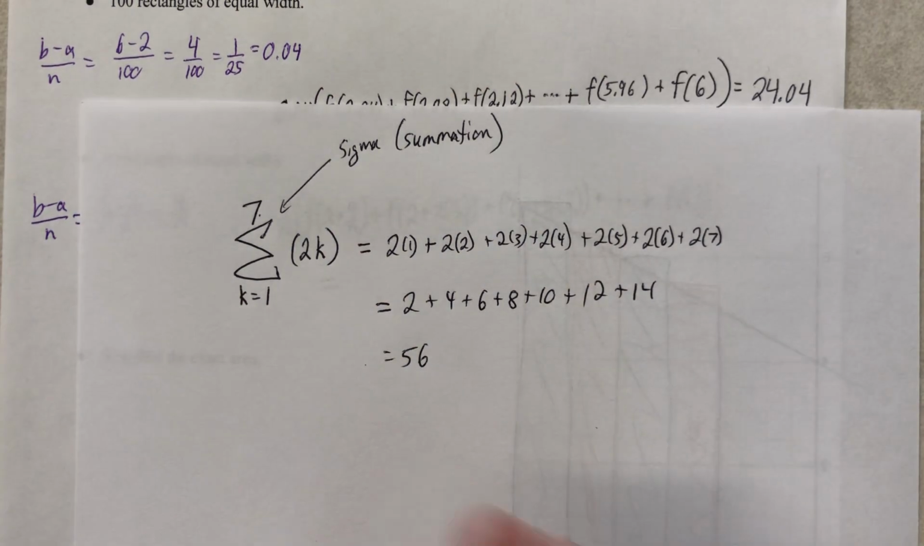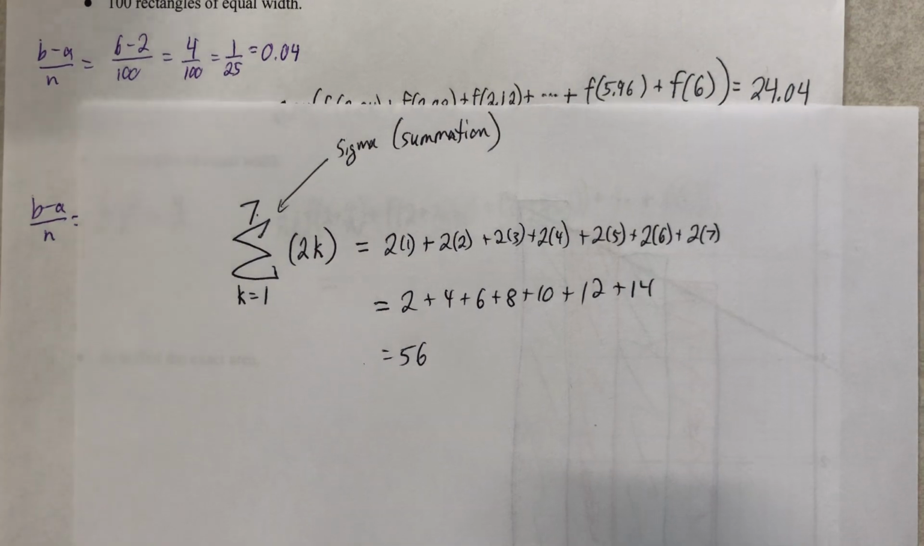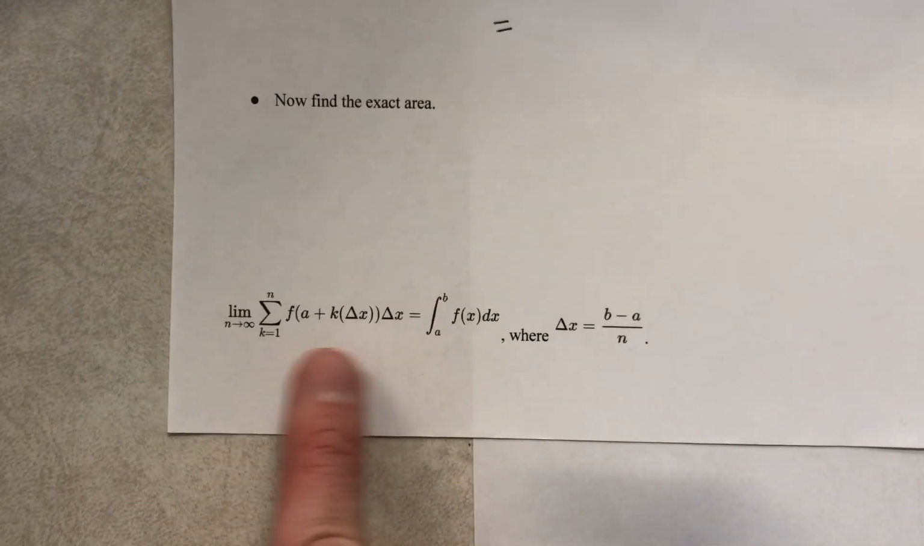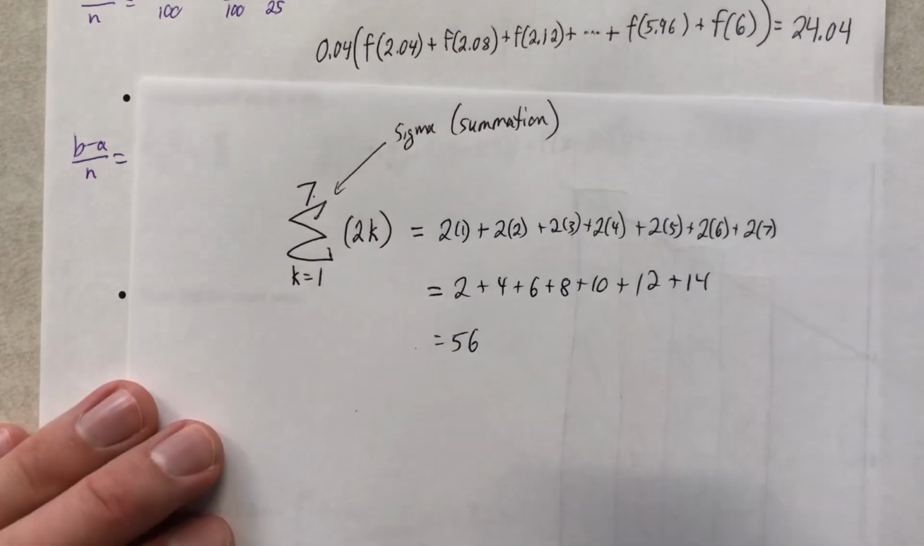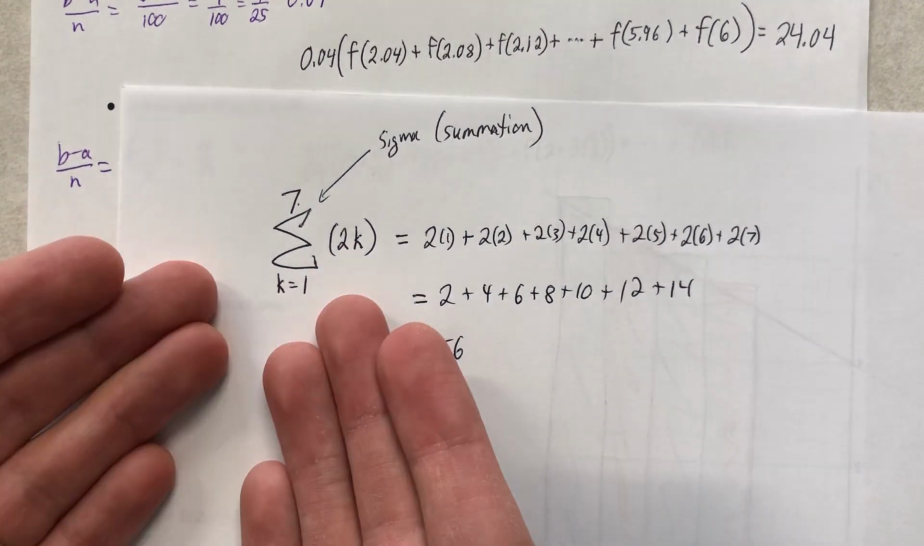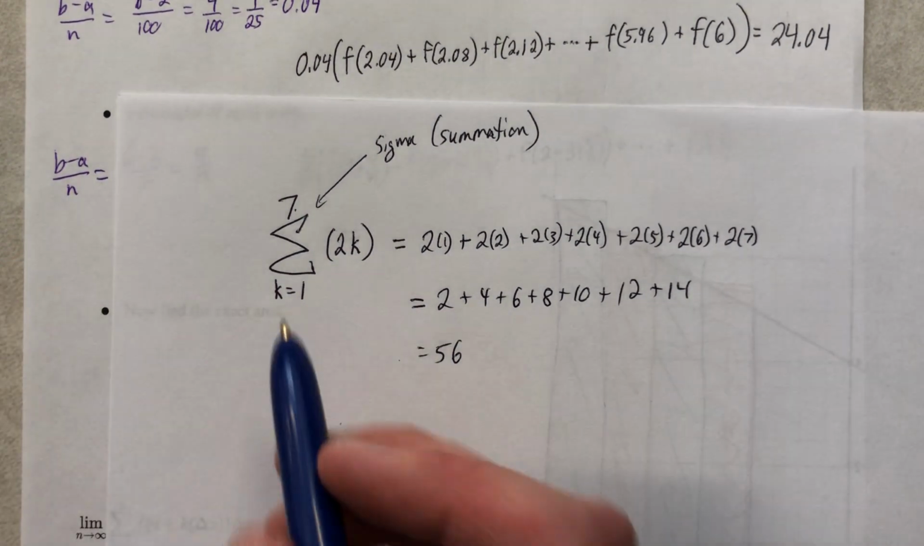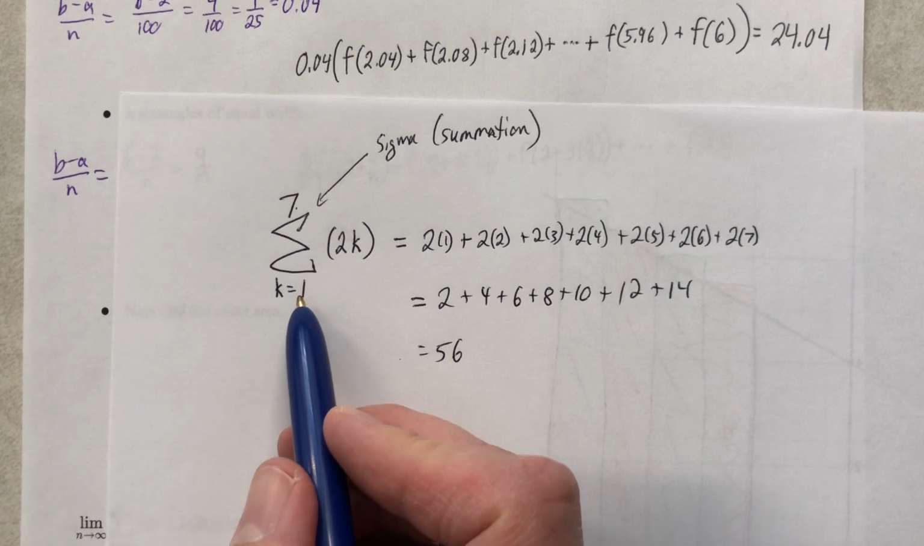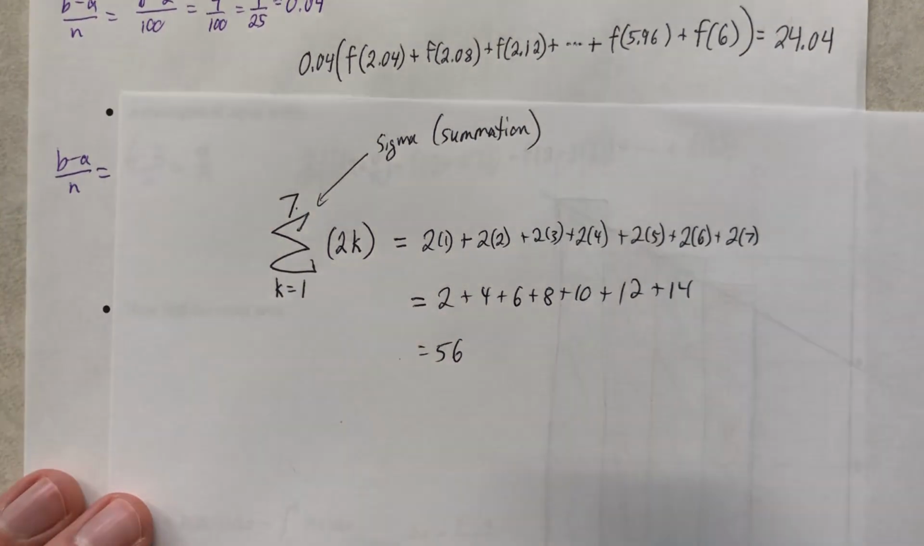So I wanted to show you what's about to happen on our paper. It looks ridiculous. If you look ahead at some of the things that are given to you, you're like, whoa, what in the world is this? Don't panic, okay? If I added all these together, I'd get 56. That's what this represents. It means add everything. Plug in a 1, plug in a 2, a 3, a 4, a 5, a 6, all the way up to 7.